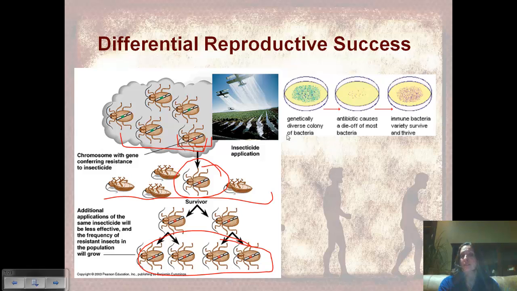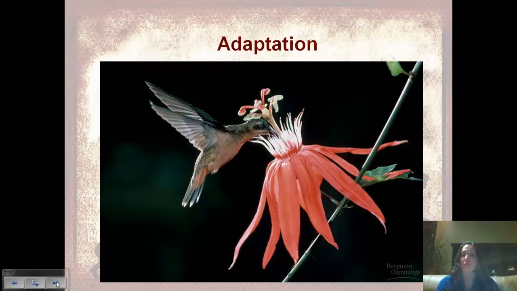We can see the same thing with bacteria. So we have a plate of bacteria, and there's different variants within this dish. And then some are resistant to a particular antibiotic, some are susceptible to it. We treat them with this antibiotic, and we are selecting for those individuals that are resistant. And then in the next generation, we have a population of resistant bacteria. So this is just showing how certain organisms are going to be the ones that survive and reproduce.